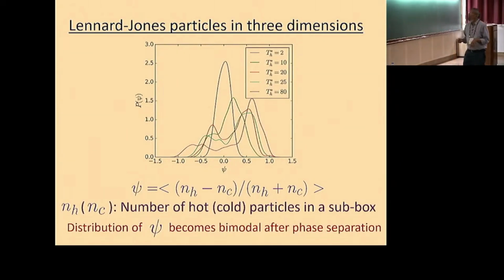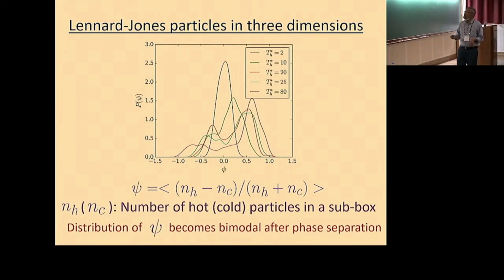Right. And we look at this quantity, which is: break the system up into a large number of small boxes and count how many hot particles and how many cold particles are in each box. For each box, one can calculate this quantity. And this average is basically an average over the steady state that one reaches in the system. And then one looks at the distribution of this quantity psi.